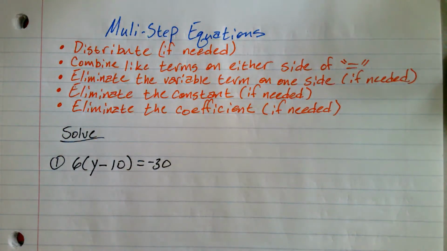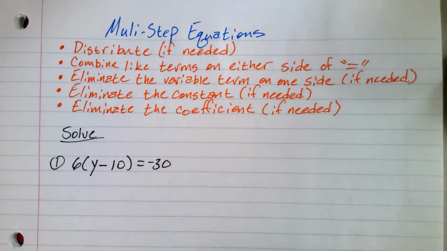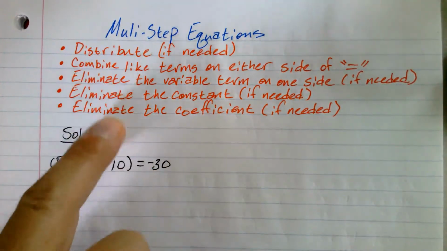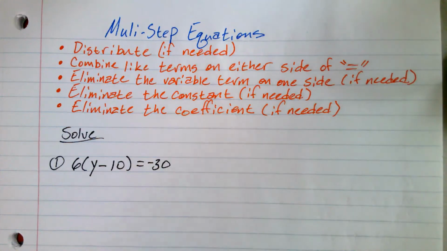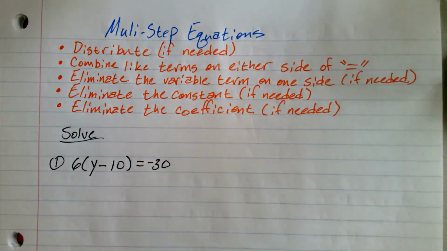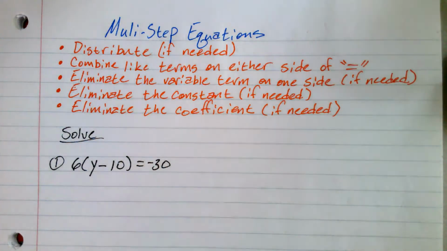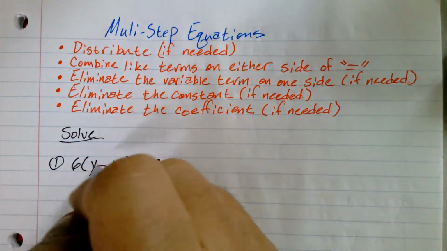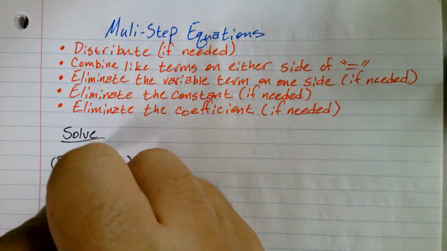So let's take a look here, guys. So the very first thing we want to see, look at your checklist. What's our first step? Tell me in the chat. What is the very first thing I should be doing? Distributing, if needed. And yes, here we got parentheses. We want to distribute.